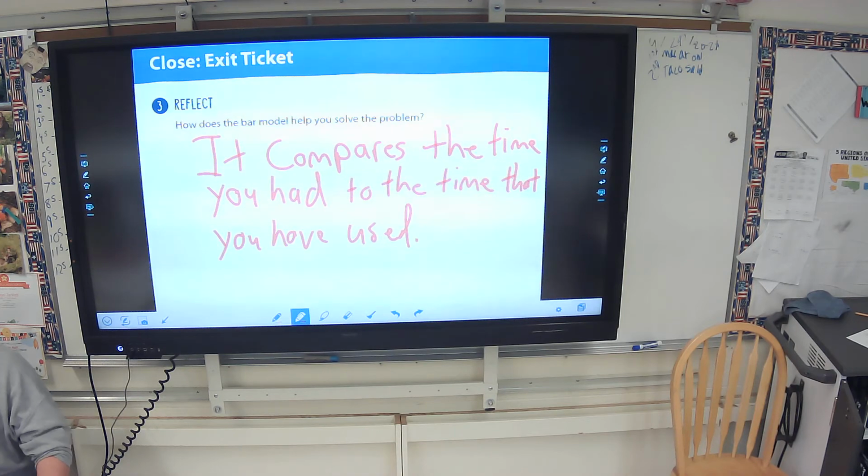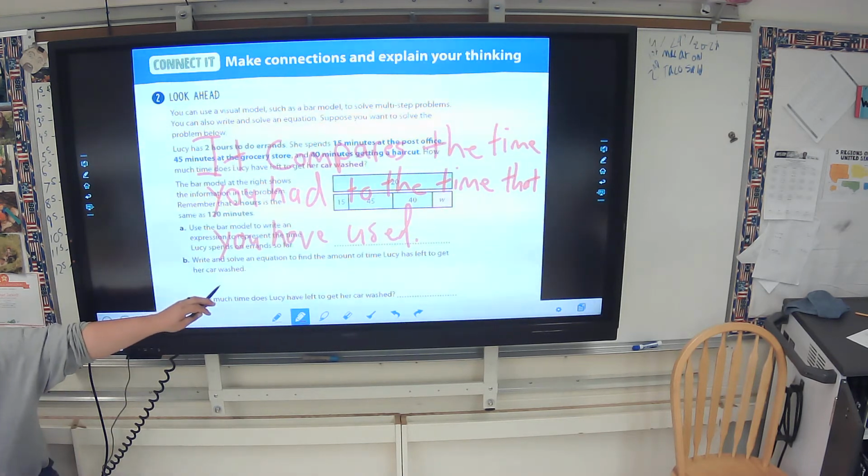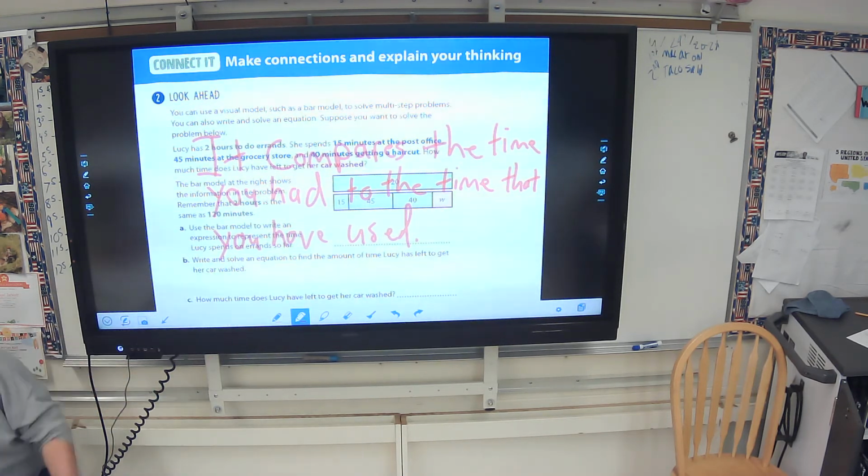We got to figure out what we do first in this problem. Then what do we do next? Then what do we do next? We have to think about what we do first, then next, then next, right? Does that make sense? That's all writing equations is: us writing a map for how to do this math problem. What do we do first? Then what do we do? Then what do we do? Does that make sense?